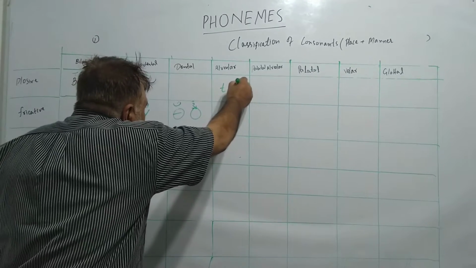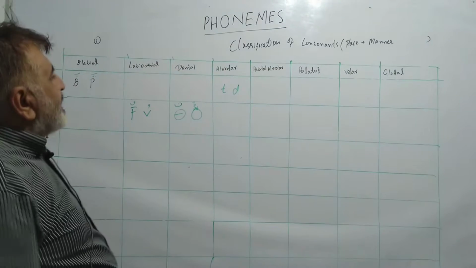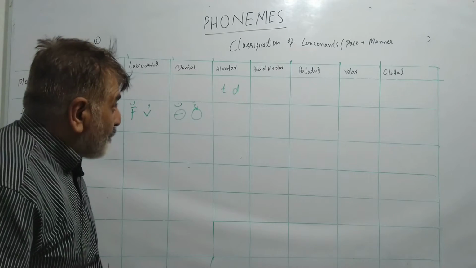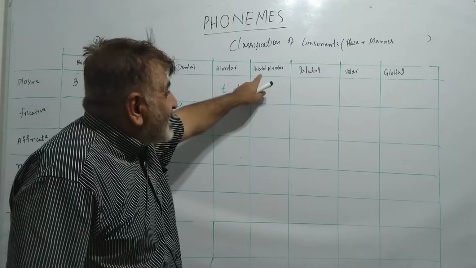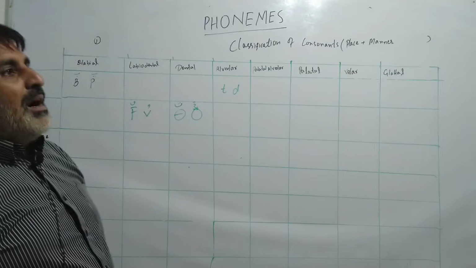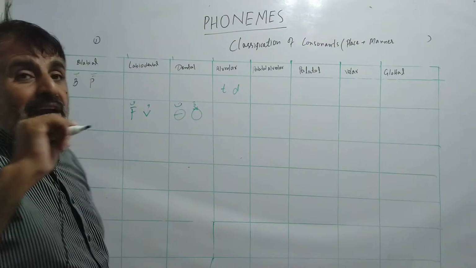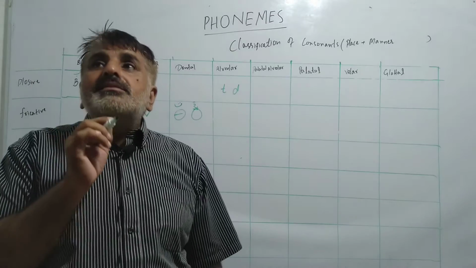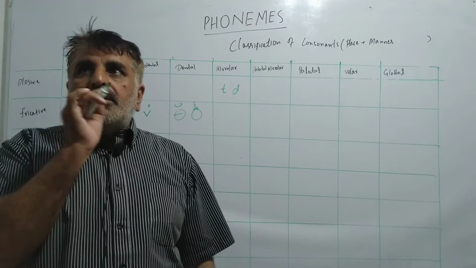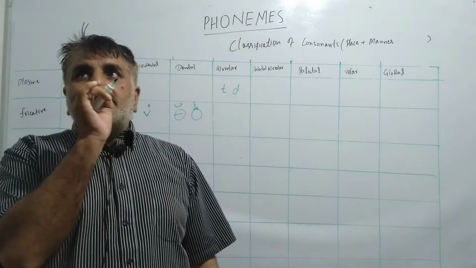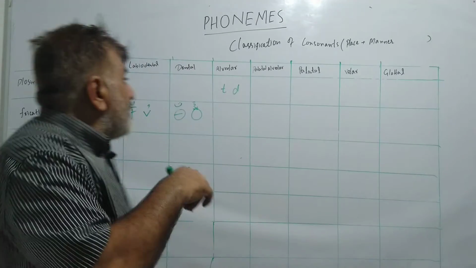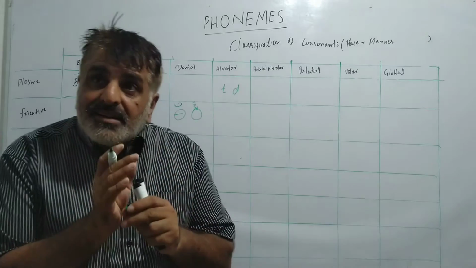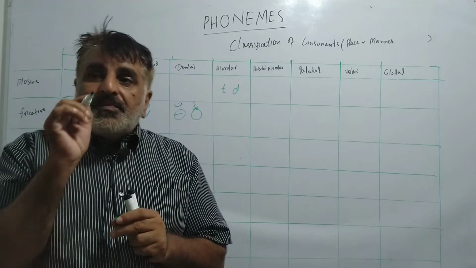Because this is also a plosive sound. Then I should come here to palatal alveolar. We have the sounds sa and za. The tongue may touch the palate. And the manner is what?